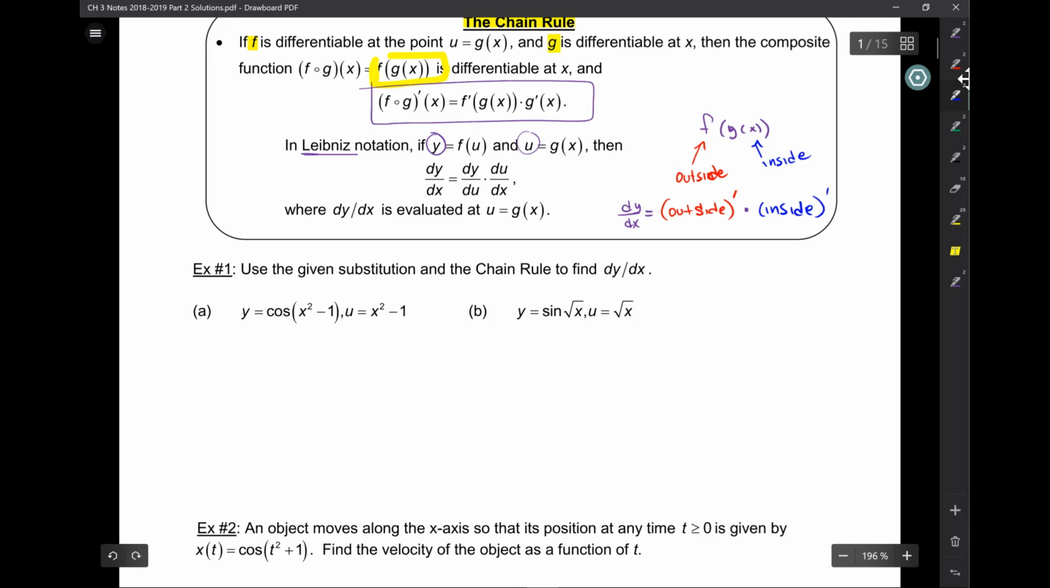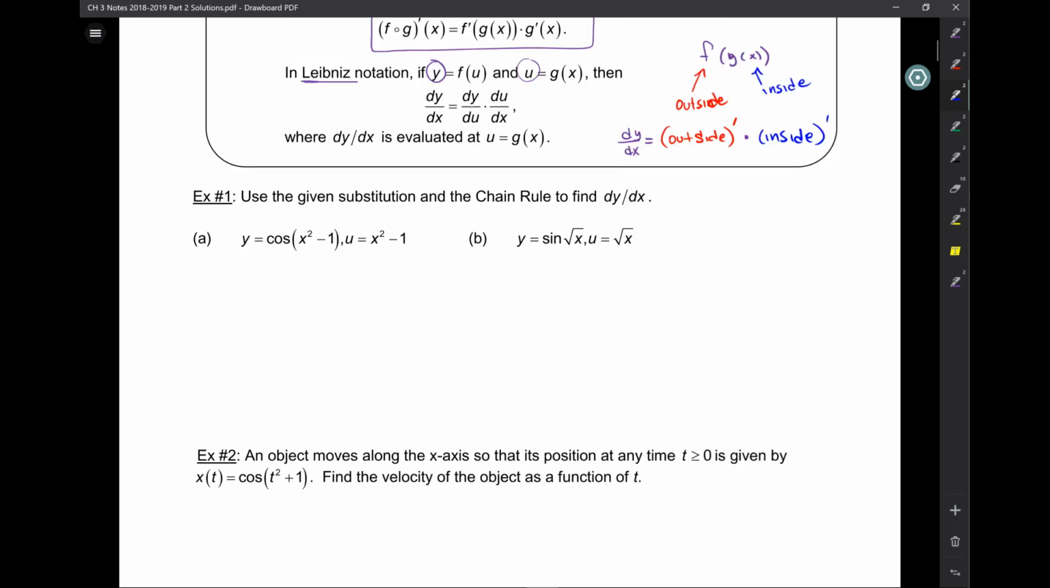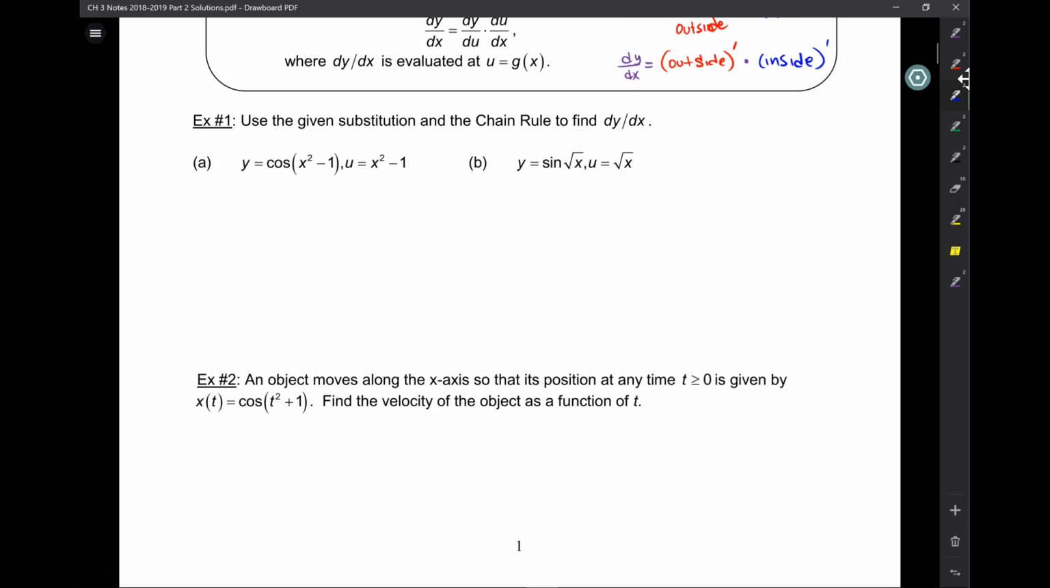Okay? All right. So let's do this. In the first one or two problems, I'm going to tell you how to separate outside from inside, and then after that I won't tell you anymore. All right, so take a look at the function we have here.